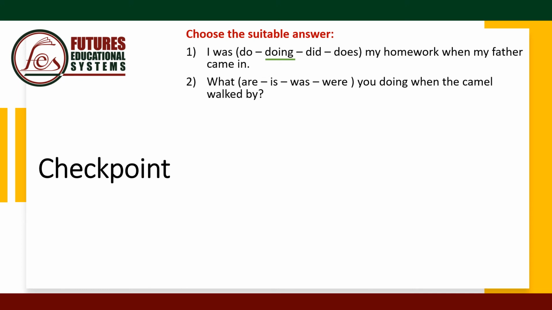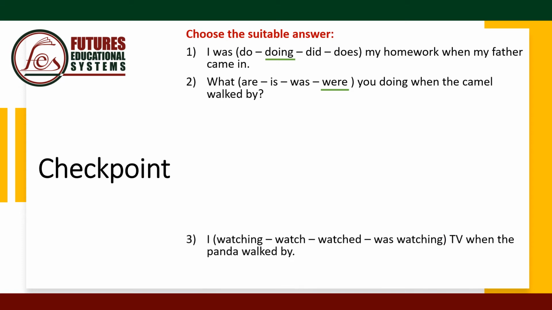Number 2: What you doing when the camel walked by? What about the subject or pronoun you? What are we going to use with this pronoun? Were. Why didn't I use was? Because you takes either were or are. So why didn't I choose are? Because this is the past continuous tense. It's formed by verb to be in the past plus the verb plus ing.